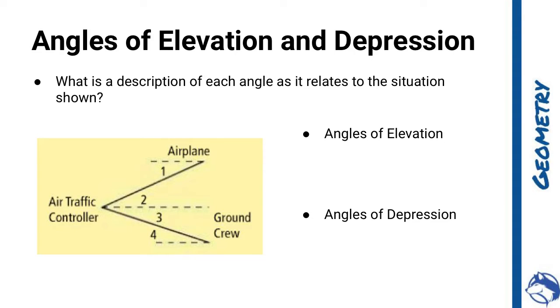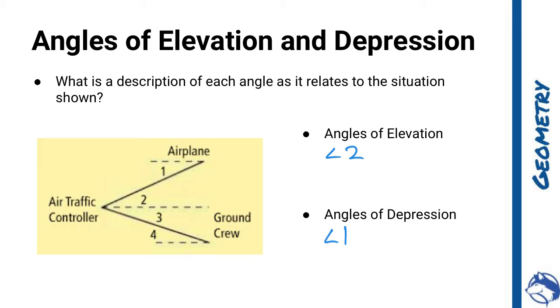So if I'm given this situation where I'm talking about angles of elevation and depression, what I'm looking at is if the airplane's in the air up here, they're looking down at the air traffic controller, so angle 1 is an angle of depression. When I'm at the aircraft controller and I'm looking up at the airplane, I have an angle of elevation because it's going above. So angle 2 is an angle of elevation.